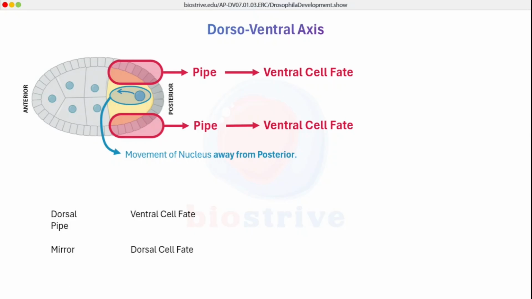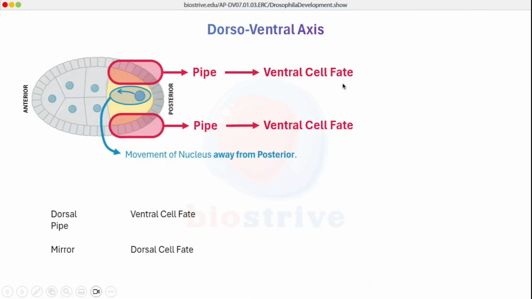Now we will talk about dorso-ventral axis determination in the case of Drosophila. We have already determined the anterior-posterior axis. These terminal cells are posterior, these terminal cells are anterior. And how do we know which cells will become the dorsal and which cells will become the ventral side of the Drosophila body? Initially, all these follicle cells, whether the upper cells or lower cells, will make a specific protein we call pipe protein, and this pipe protein is responsible for ventral cell fate.